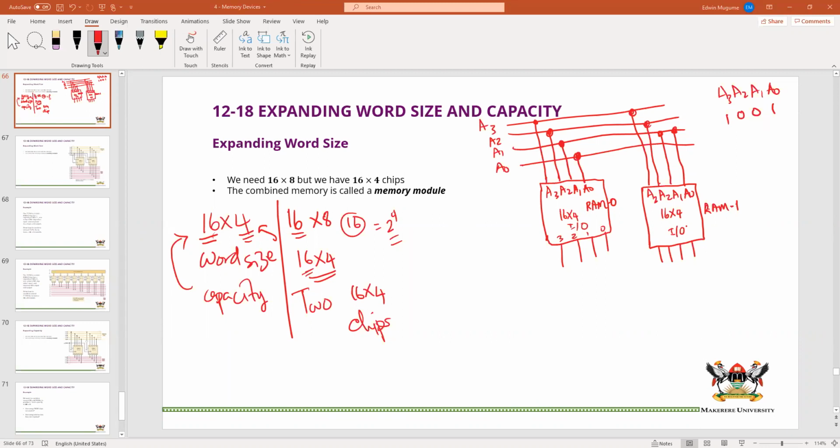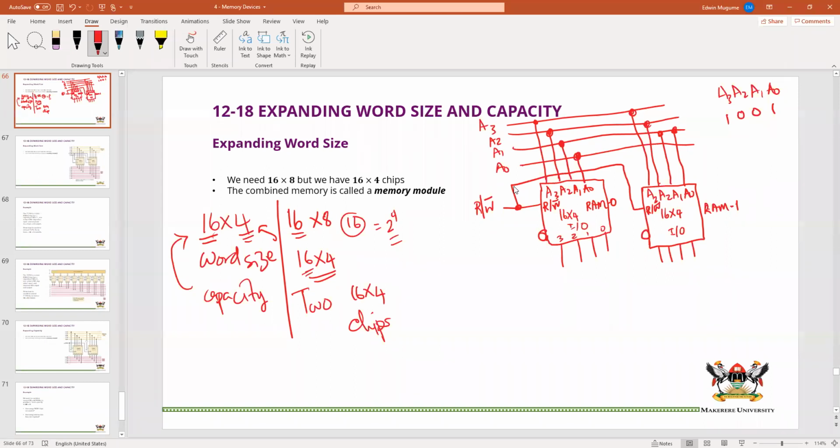Now we know that usually each chip has a read-write command, okay? The same one will go into that one, and that write is active low. If we connect the same signal to both chips, it means that if we are reading, we are reading from both chips. If we are writing, we are writing into both chips. So that shouldn't bring any confusion. Now, what about chip select?